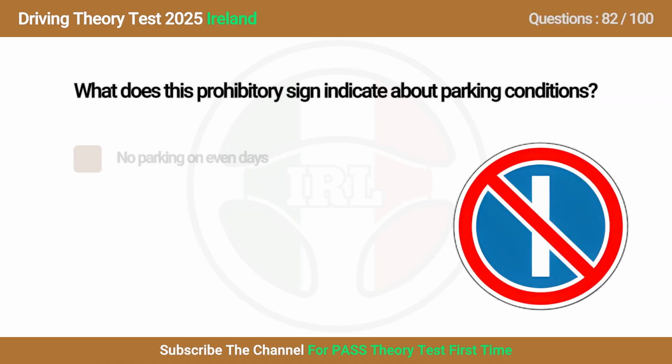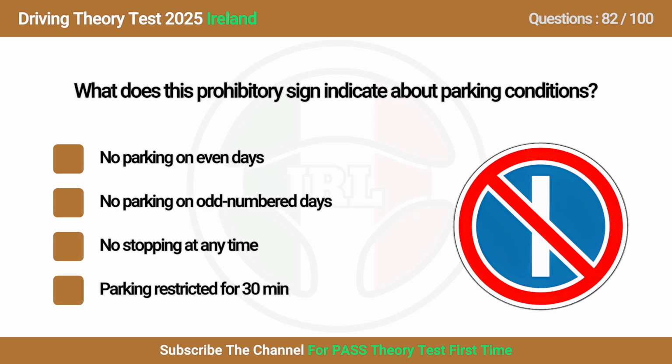Question 82. What does this prohibitory sign indicate about parking conditions? A. No parking on even days. B. No parking on days. C. No stopping at any time. D. Parking restricted for 30 min.